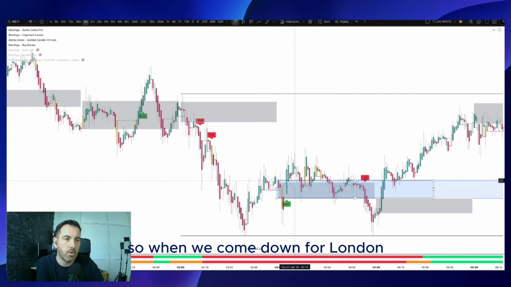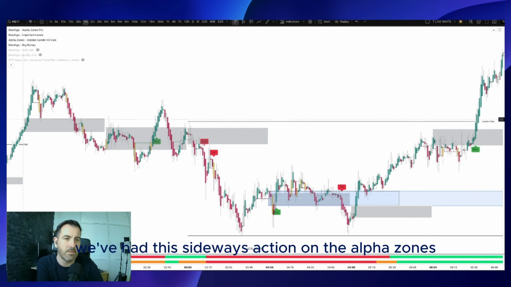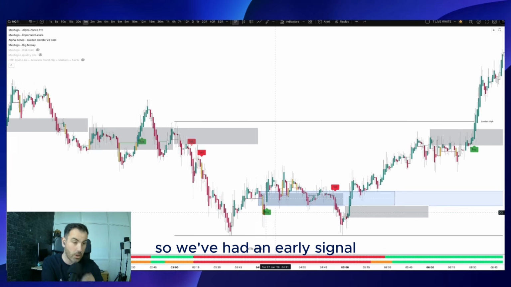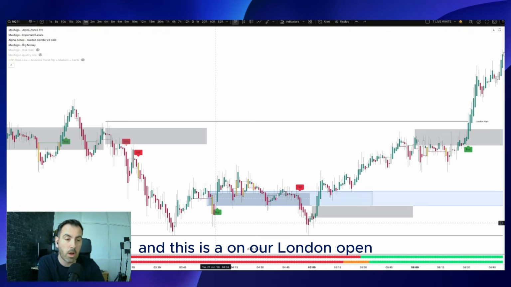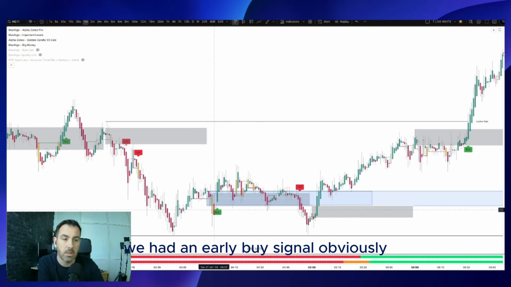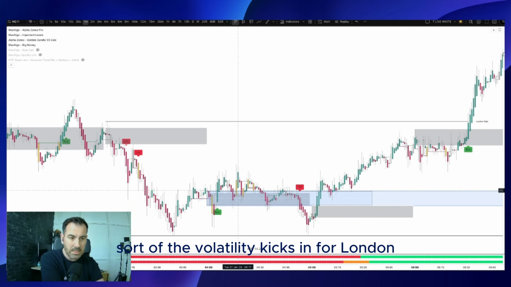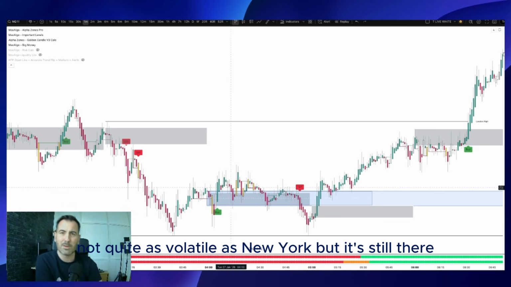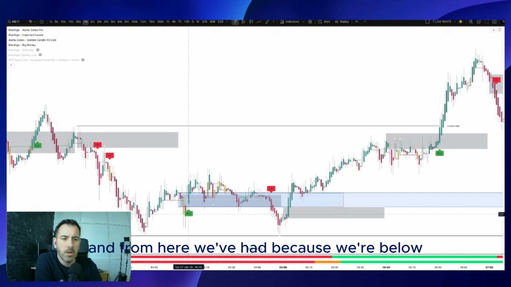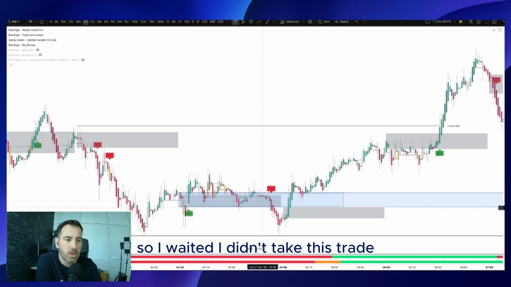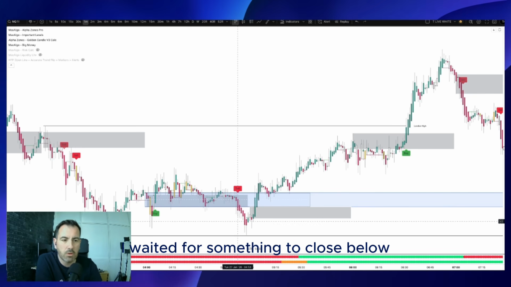So when we come down for London, you can see we've had this sideways action on the alpha zones, and then the next one has opened clearly below. So we've had an early signal, and this is on our London Open. We've had an early buy signal. Obviously, we're getting a little bit of chop as the volatility kicks in for London. It's not quite as volatile as New York, but it's still there. And from here, because we're below, I'm not looking to take a buy signal. So I waited. I didn't take this trade. I waited for something to close below.